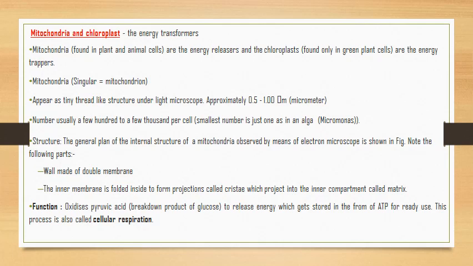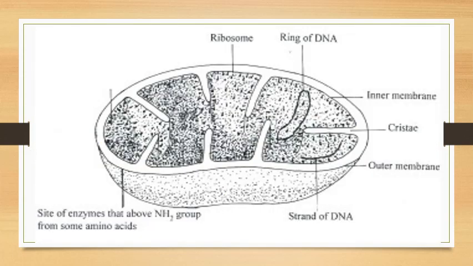Function: it oxidizes pyruvic acid, a breakdown product of glucose, to release energy, which gets stored in the form of ATP for ready use. This process is also called cellular respiration. This is the structure of mitochondria. This is double walled.